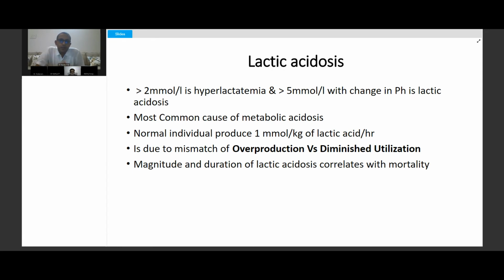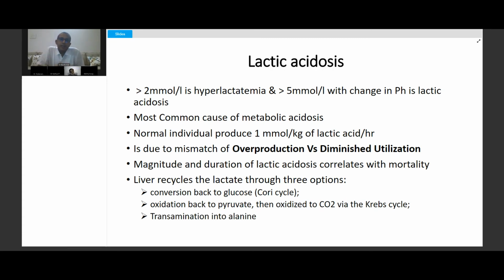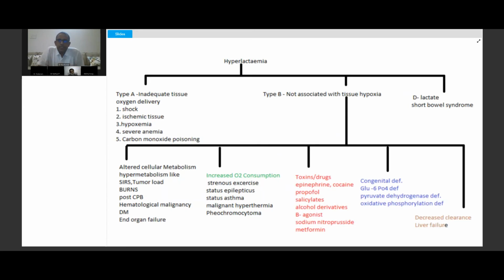Liver is a very important place where the lactates are metabolized, and it takes place in 3 ways. Either it enters back as glucose in the Cori cycle, or it is oxidized back to acetyl-CoA by pyruvate dehydrogenase and it enters into the Krebs cycle, or it is converted into alanine as an amino acid. The lactate in the body is divided as type A and type B basically, and there is something called D-lactate, which is produced by the bacteria in the small intestine.